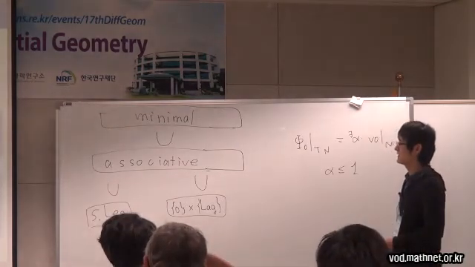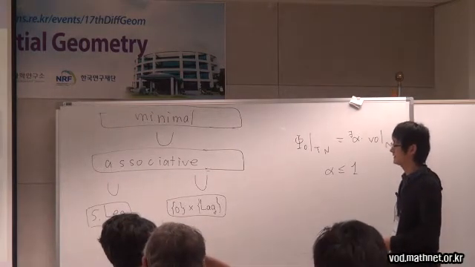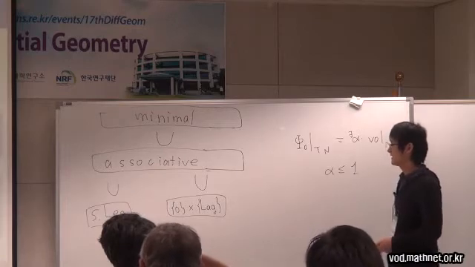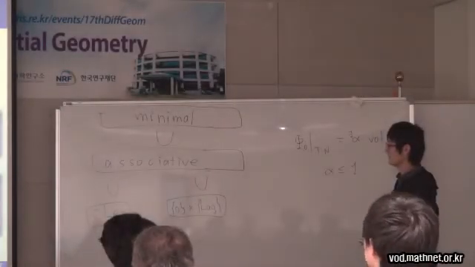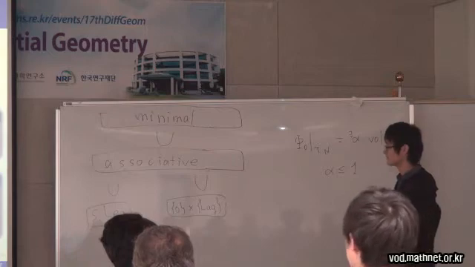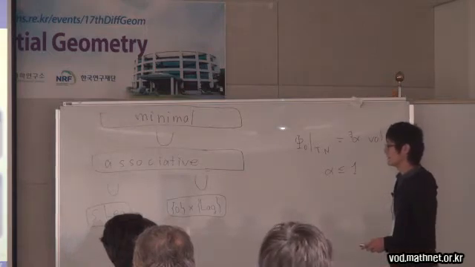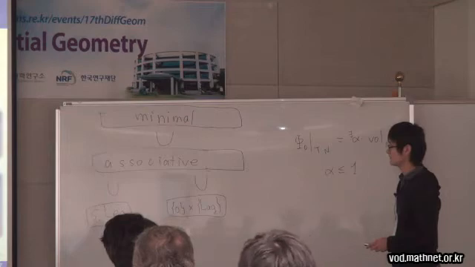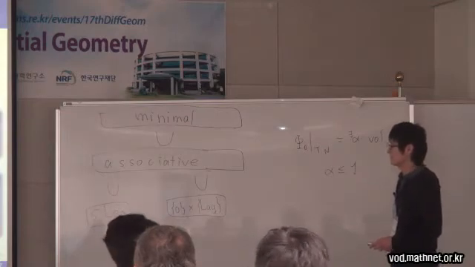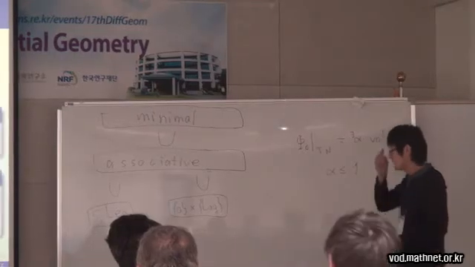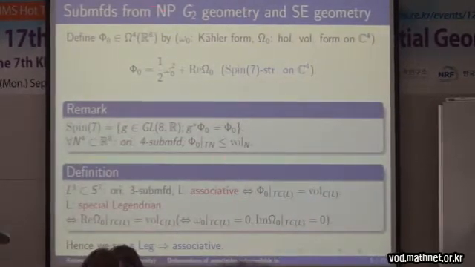So let L3 in S7 be an oriented 3-submanifold. Then L is called associative if and only if this equality holds for N the cone of L, where L is 3-dimensional, so the cone CL is 4-dimensional. And the associative submanifolds are submanifolds coming from nearly parallel G2 geometry.